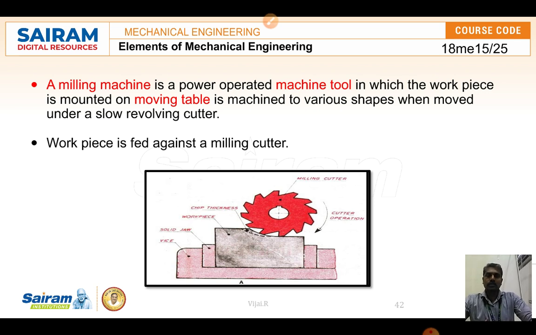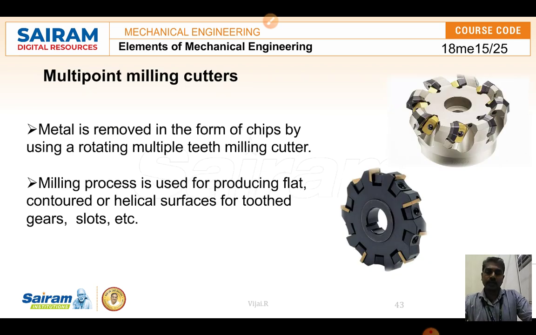Here the moving table is very important. In the moving table the workpiece is held in a vice. Instead of the workpiece being held in the chuck as in the lathe, here we keep the workpiece in the vice, so that when the workpiece is moving over the rotating cutter, it is used for the removal of material. We can see different types of cutters used in advanced CNC milling machines.